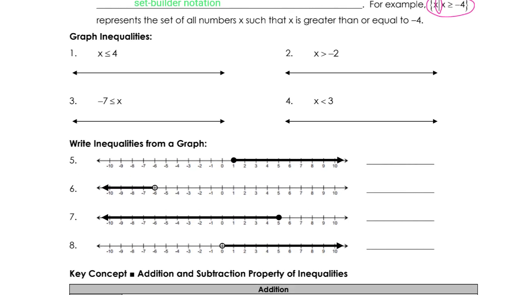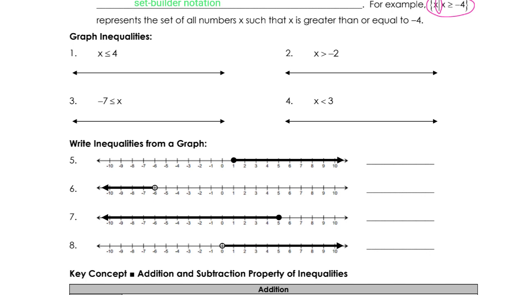We have graphing inequalities. Looking at number 1, they want us to graph x is less than or equal to 4. I will also remind you, the best tip I have for remembering which one's less than and which one's greater than: less than looks like a squished L, and greater than would obviously be the opposite of that. The one that looks like an L is less than. So on number 1, x is less than or equal to 4.